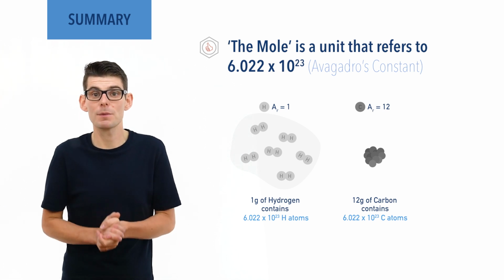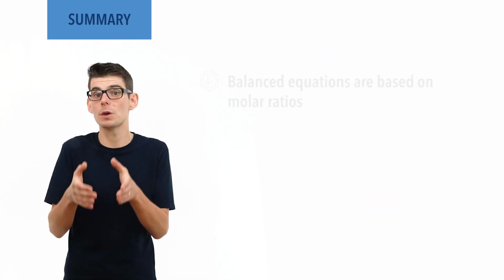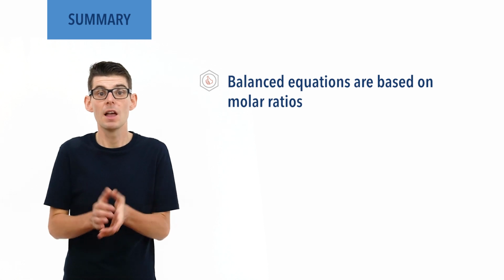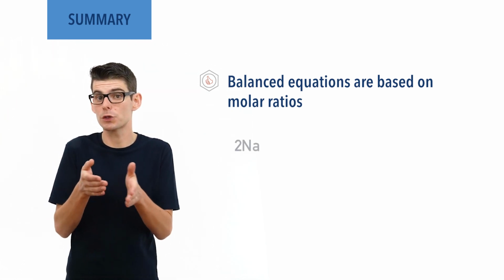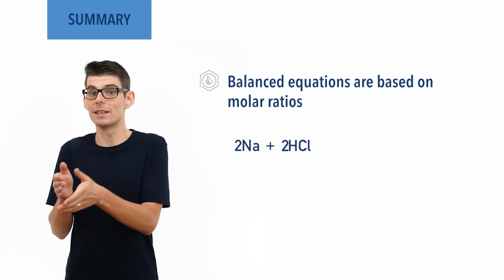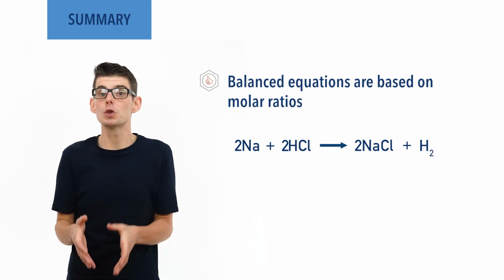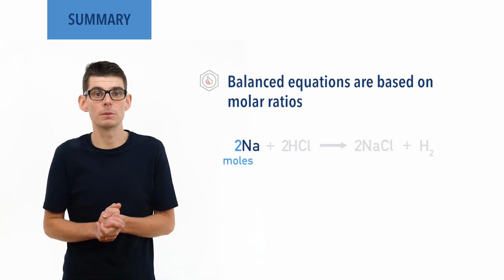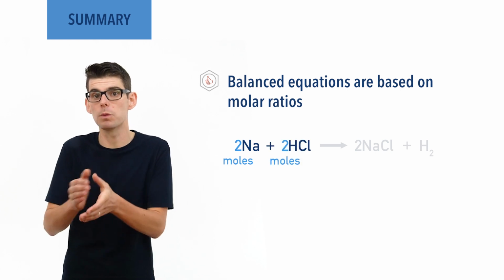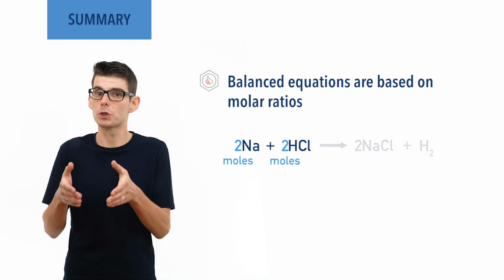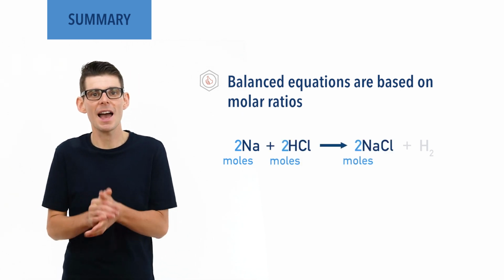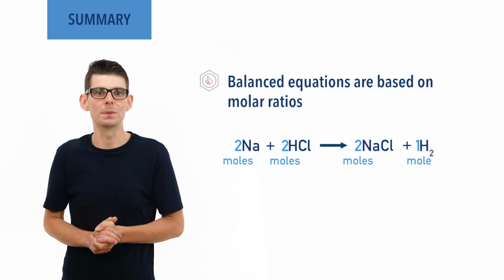Balanced equations in chemistry are based on the molar ratios of reactants and products. For example, 2Na plus 2HCl to form 2NaCl plus H2 means 2 moles worth of sodium atoms react with 2 moles worth of HCl molecules to form 2 moles worth of NaCl and 1 mole's worth of H2.